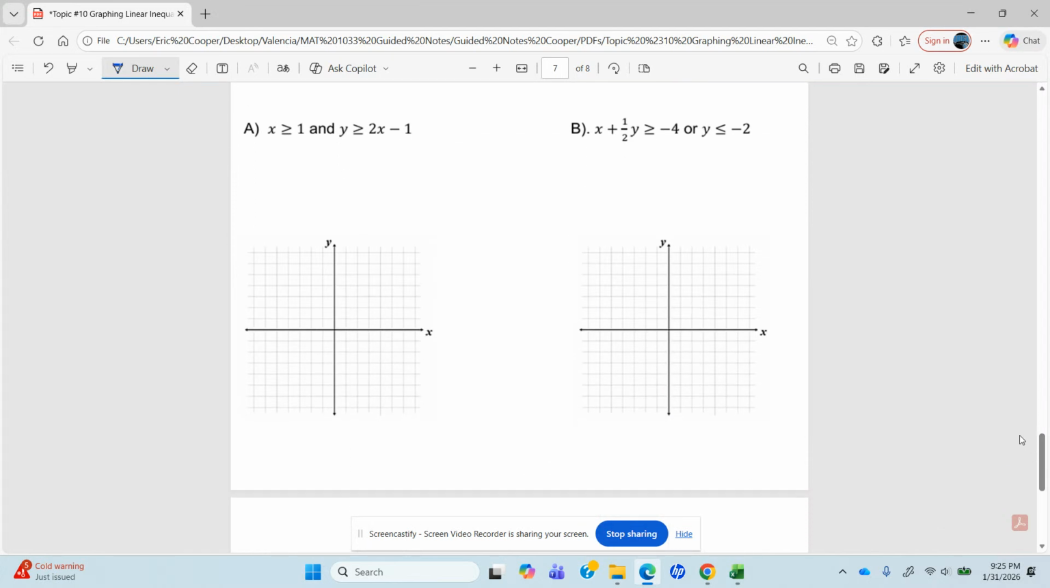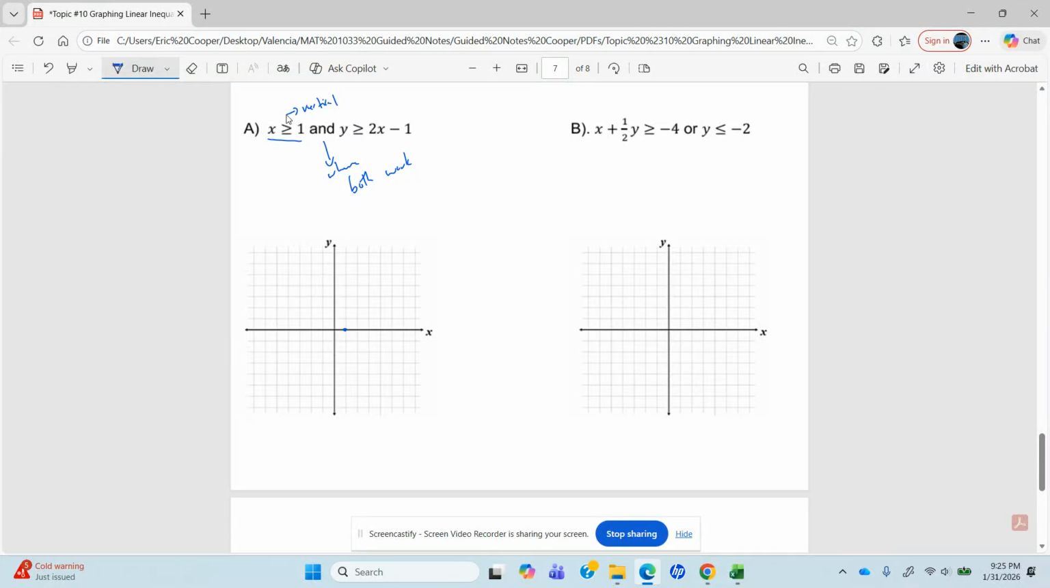Let's start with letter A. I've got an and, which means we need to go through and figure out where both work. So what I'm going to do, I'm going to do this in two different colors, and then we'll end up showing you what we would keep on MathLab. The first one is x is greater than or equal to 1. We remember that if it's just x, we have a vertical line. This is a vertical line that goes through 1. So it goes through right here.